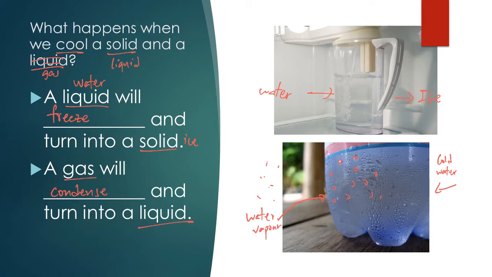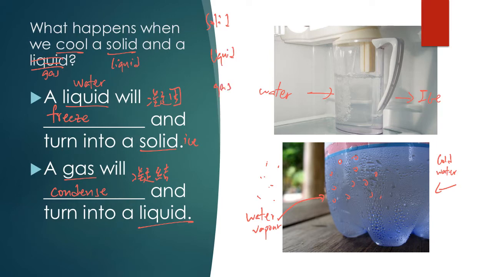Condense means 凝結, while freeze is similar, 凝固. So these two slides are telling you that in fact solid, liquid, and gas are interchangeable.